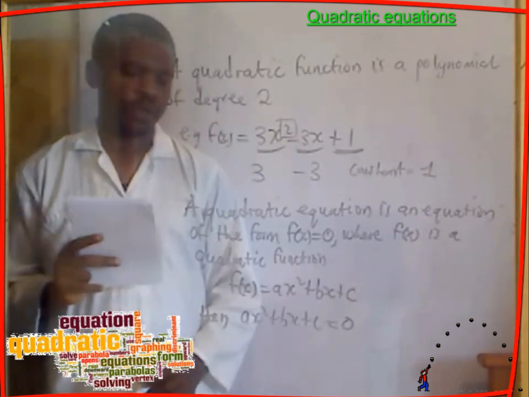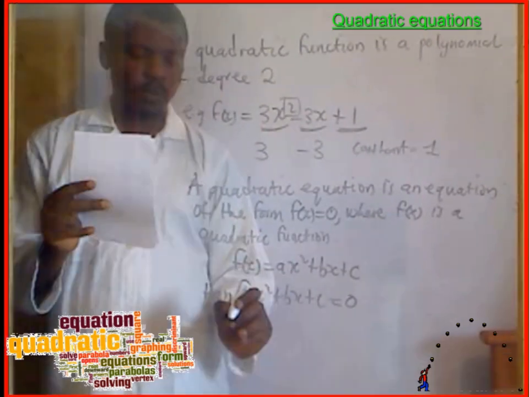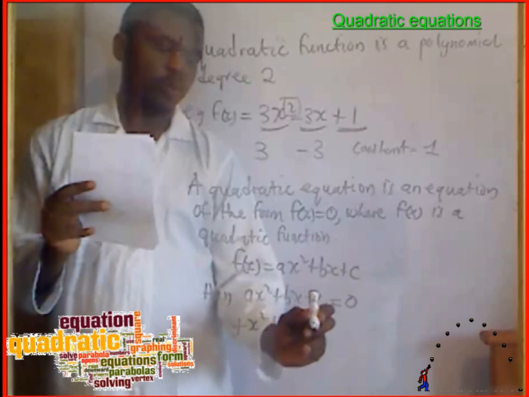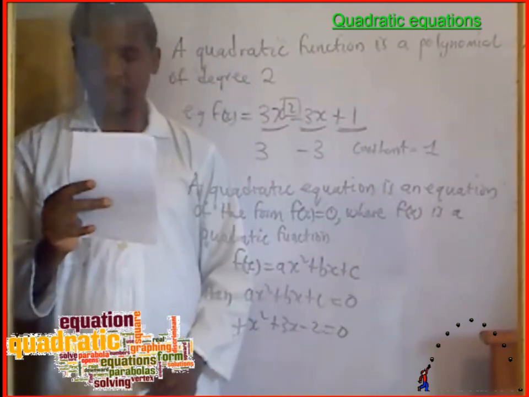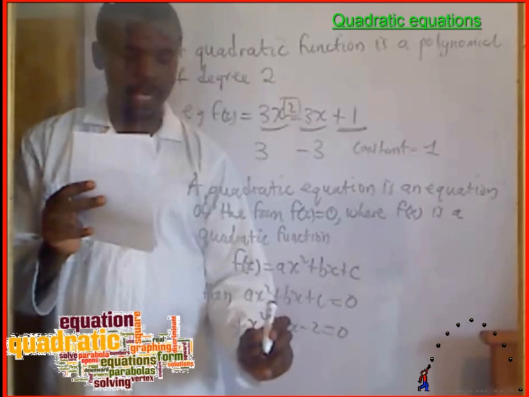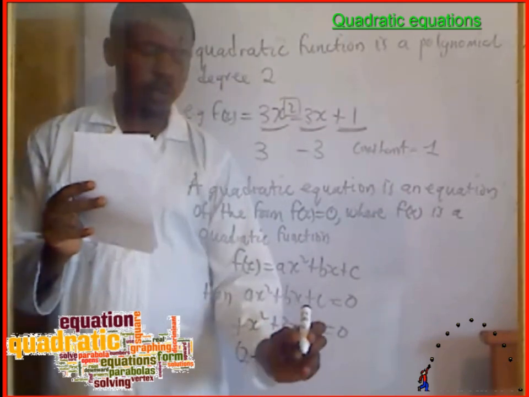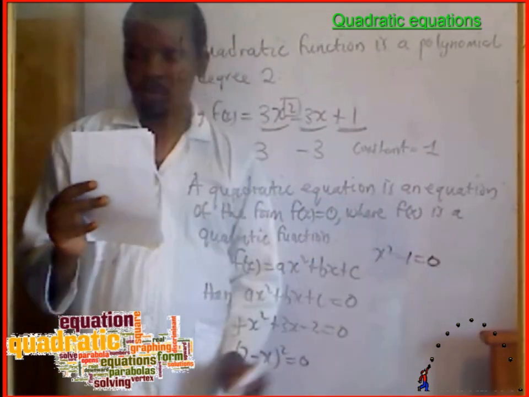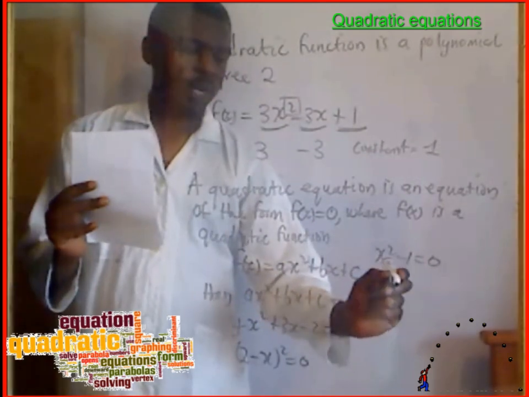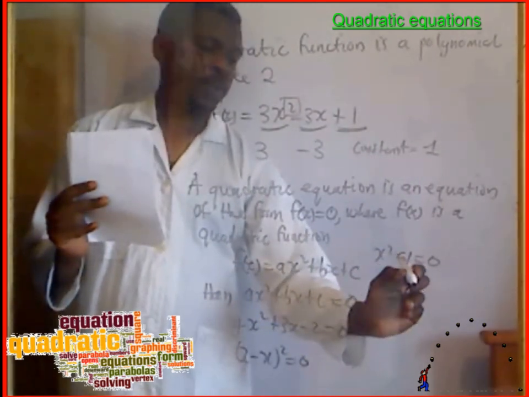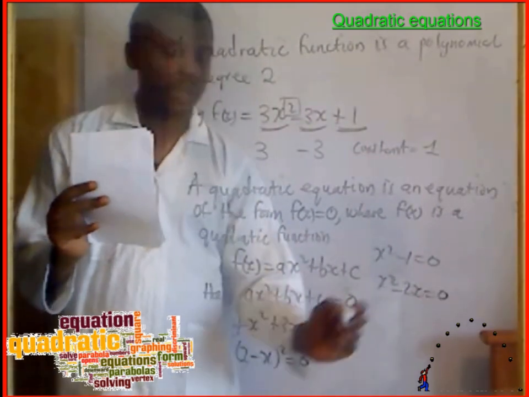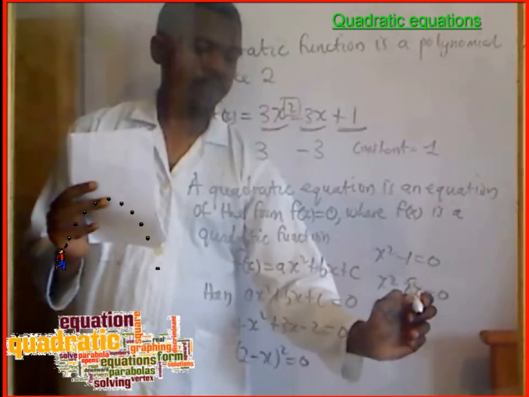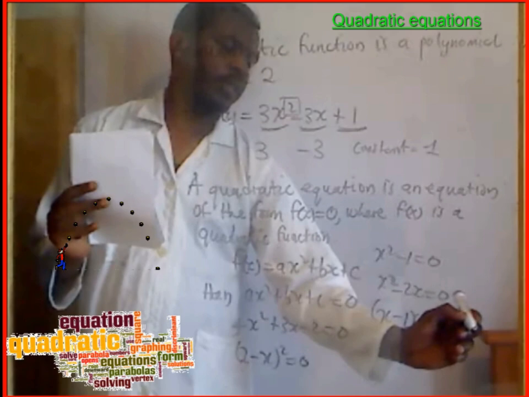Examples of quadratic equations: you can have 4x squared plus 3x minus 2 equals 0. (2 minus x) all squared equals 0. x squared minus 1 equals 0. x squared minus 2x equals 0. (x minus 1) times (x plus 1) equals 0.